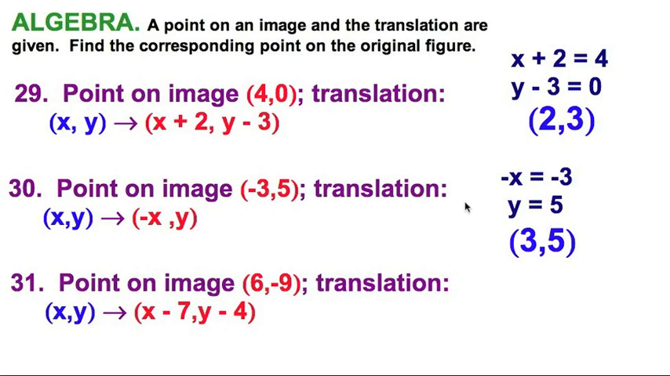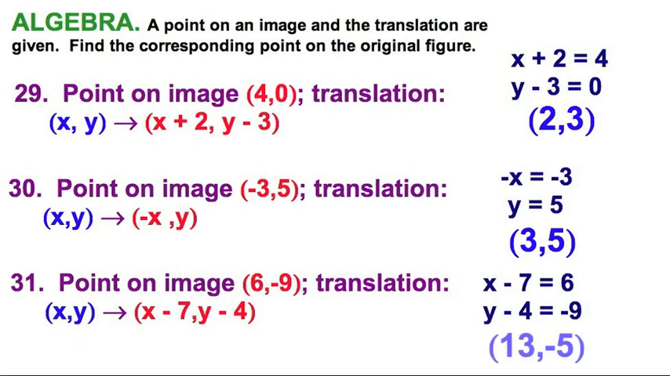One more. All right, you're getting the pattern. How about this? x minus 7 equals 6. y minus 4 equals negative 9. Work it out. (13, negative 5).